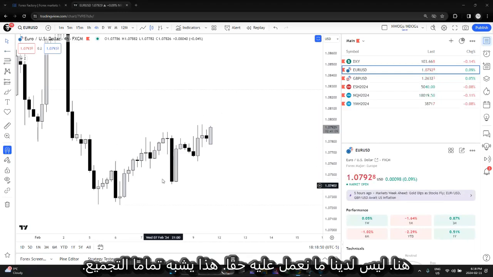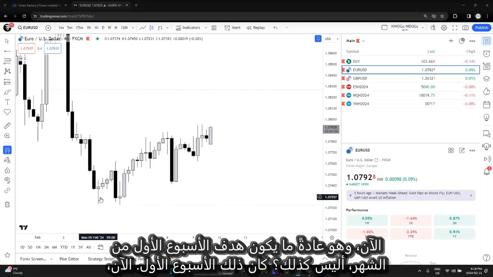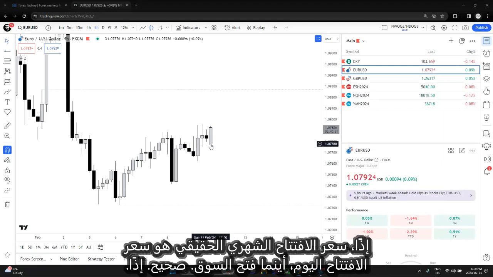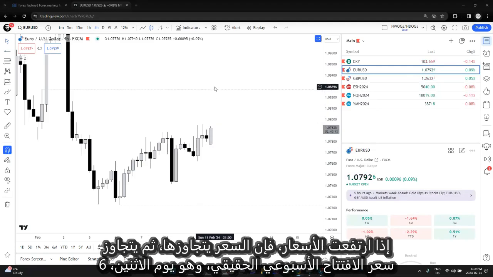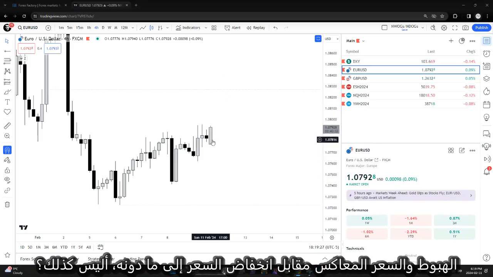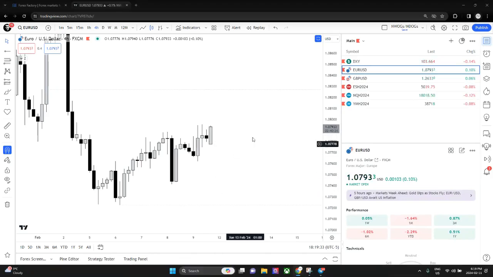This is just sideways consolidation right now, which is usually the purpose of week 1 of the month, right? That was week 1. Right now, this is the true week open right here. Well, no, this is the true month open right here, my bad. So the true month open is the opening price of today, wherever the market opened. So if price goes above it, then it goes above the true week open, which is Monday, 6 p.m. Eastern Standard Time, and goes above that during CPI, then we could expect bearishness. And the opposite, vice versa, if price goes below it.